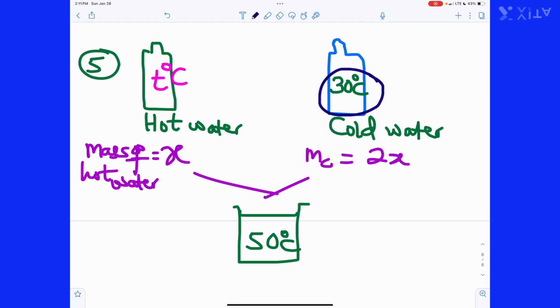Can you see that? Now, the question says hot water is added to twice its amount of cold water. So that means if the mass of hot water is x, the mass of cold water mixed with it is what? 2x. It's as simple as that. Twice its amount. So if x is its amount, the amount of cold water mixed with it is 2x. So that solves the problem.